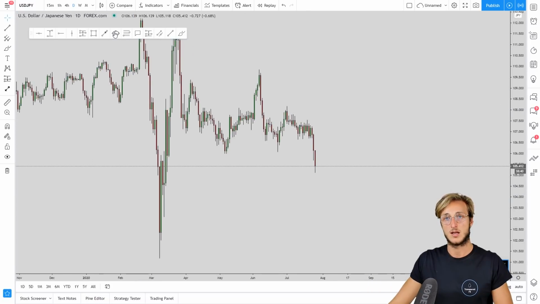So let's start our analysis as usual from the monthly time frame. Now, if you're asking yourself why the monthly, it's because the monthly, weekly, and daily time frames are the best time frames when it comes to the direction of the market, and the 4-hour time frame is the best time frame for entry. So let's start from the monthly.